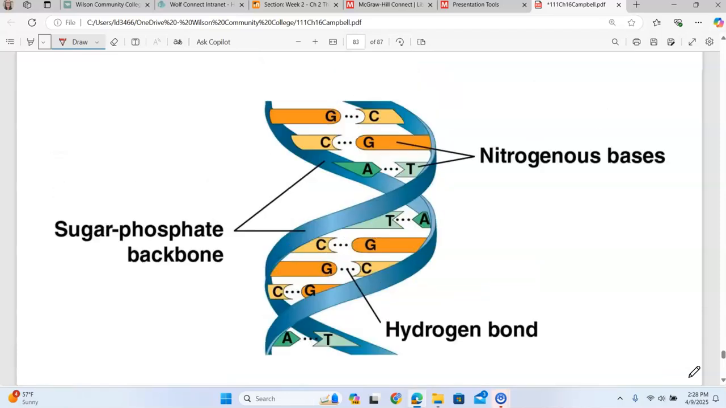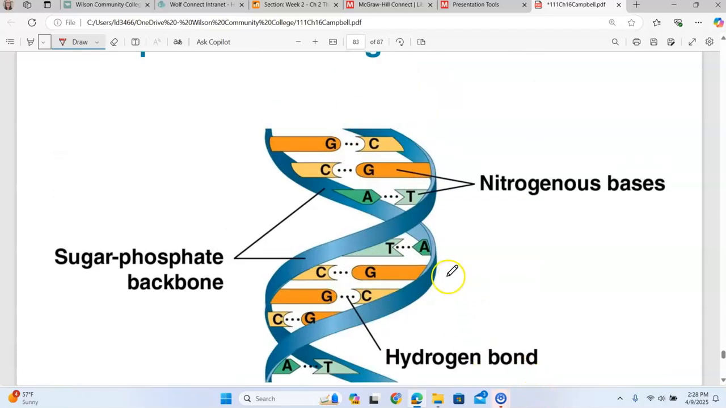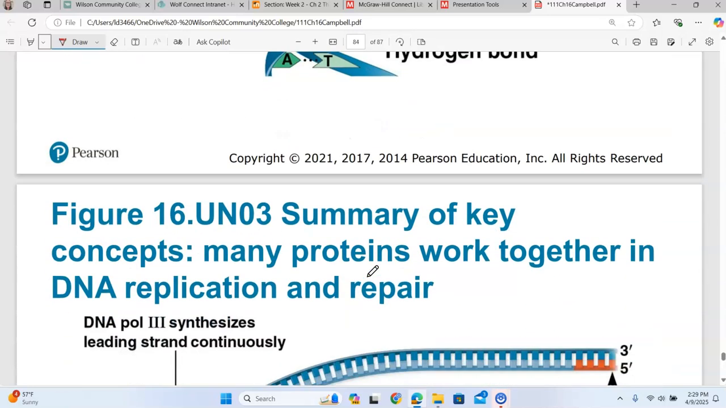So again, when we look at a DNA molecule, the sides of the ladder are composed of sugars and phosphates. Each side of that ladder is a sugar-phosphate backbone, and the steps or the rungs of the ladder are the base pairs, the nitrogenous base pairs. Just to review a little bit.